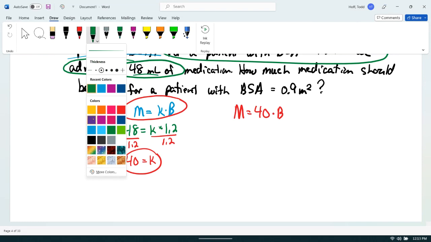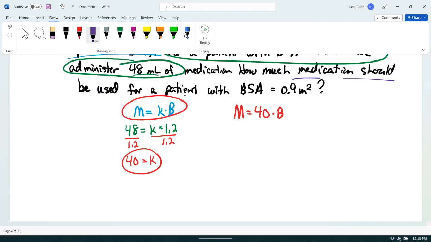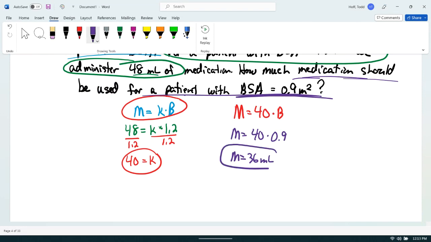And then it wants us to extend that to a new condition. How much medication for a patient with a body surface area of 0.9 square meters? So M equals 40 times 0.9. That gives us 36 milliliters of medication.